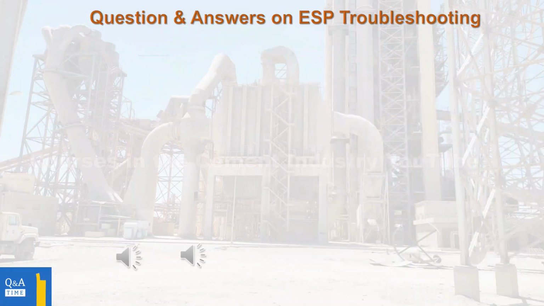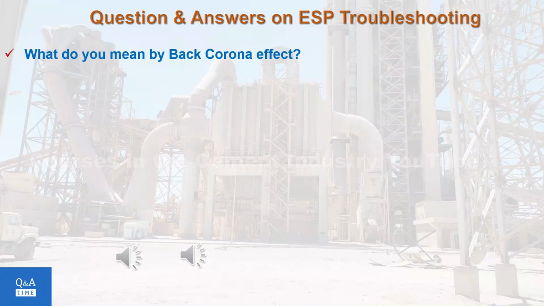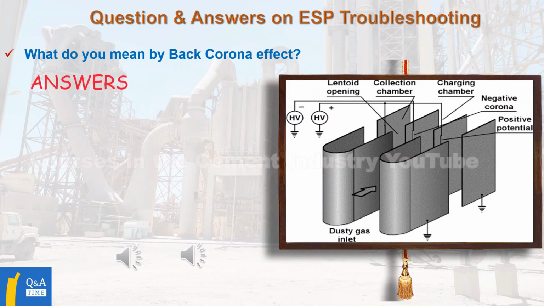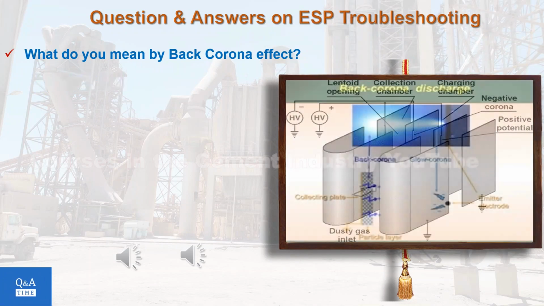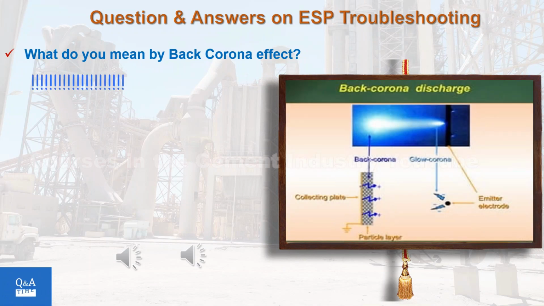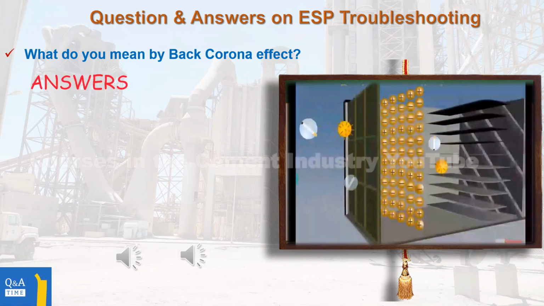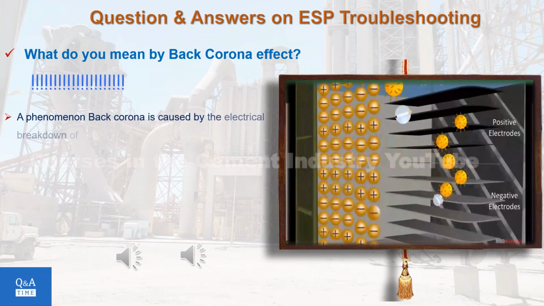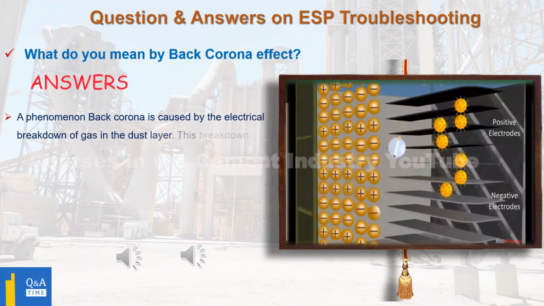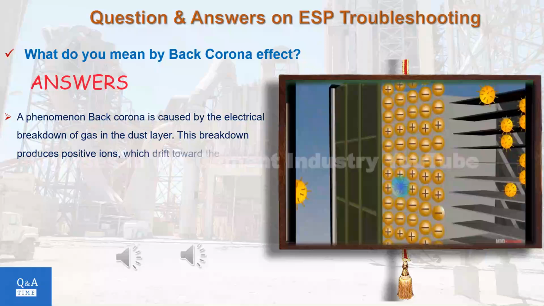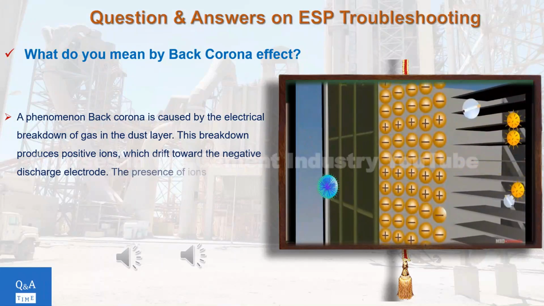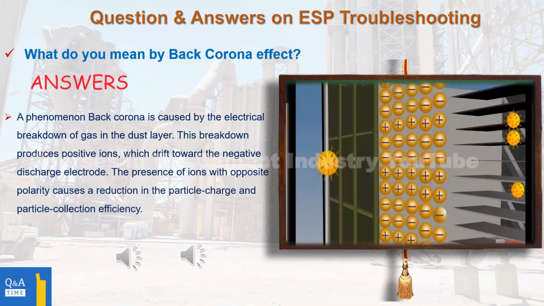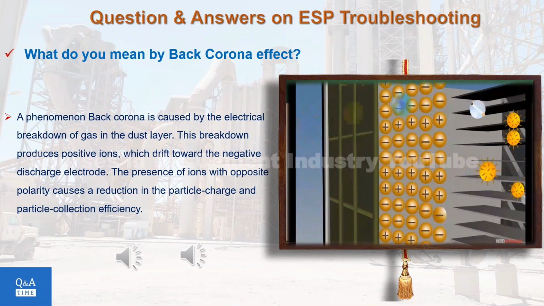Question 6. What do you mean by back corona effect? Answer. A phenomenon, back corona, is caused by the electrical breakdown of gas in the dust layer. This breakdown produces positive ions, which drift toward the negative discharge electrode. The presence of ions with opposite polarity causes a reduction in the particle charge and particle collection efficiency.